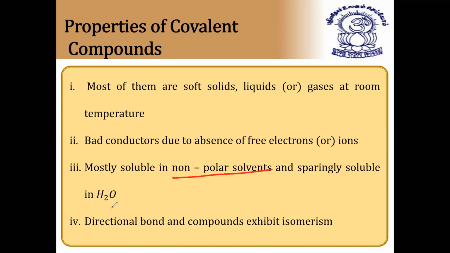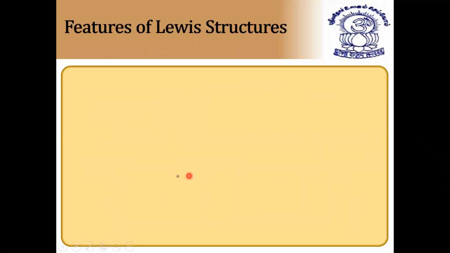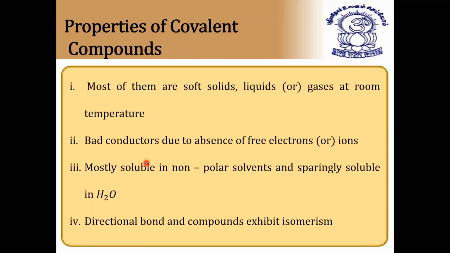So sparingly soluble salts in water. They are very less soluble in water. And a very important point: ionic bond is not directional, whereas covalent bond is a directional bond, and compounds exhibit isomerism. Isomerism means compounds having similar molecular formula but different structural formula. You'll get this in organic chemistry and even in inorganic chemistry also. So what is isomerism? I'm writing here.